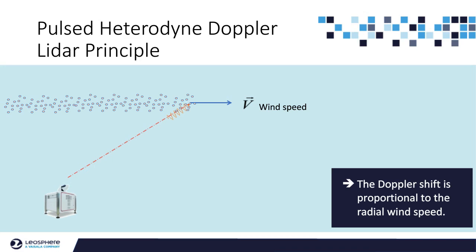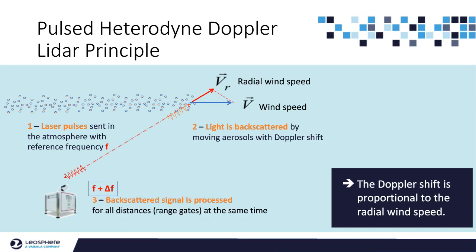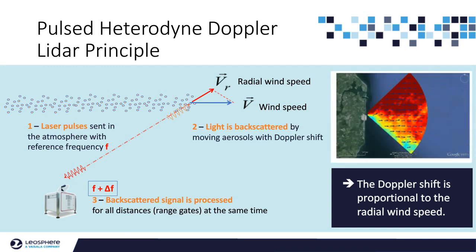All our systems use the pulsed heterodyne Doppler Lidar principle, which means that our systems are sending several laser pulses into the atmosphere, and these pulses are reflected by the particles moving at a specific wind speed, and this light is backscattered with a shift in frequency, and this shift allows us to estimate the radial wind speed. And what is really unique about the scanning Lidar is that we can get a full 3D mapping of a specific area of a few kilometers squared.